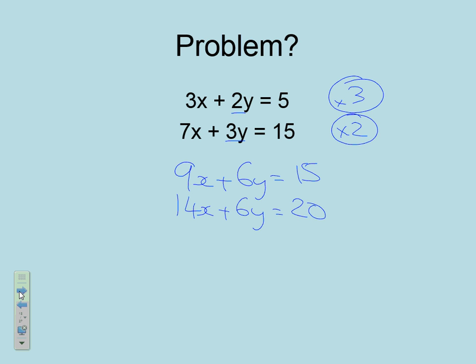Now, if I go that way, I'm going to get loads of negatives. So I'm actually going to go that way. I'm going to do 14 take away 9 is 5. I'm going to do 20 take away 15 is 5. And so x is 1. And then you can work back to find out what y is.